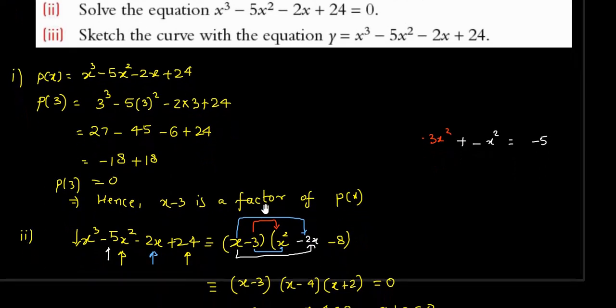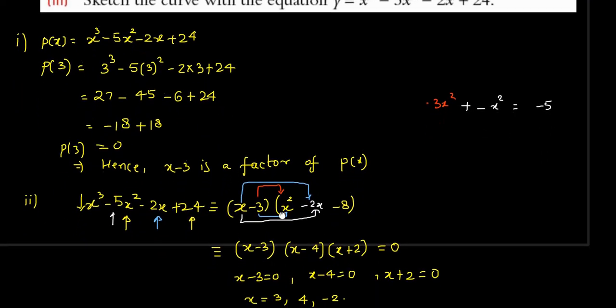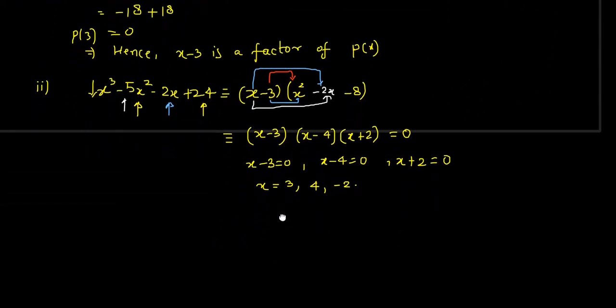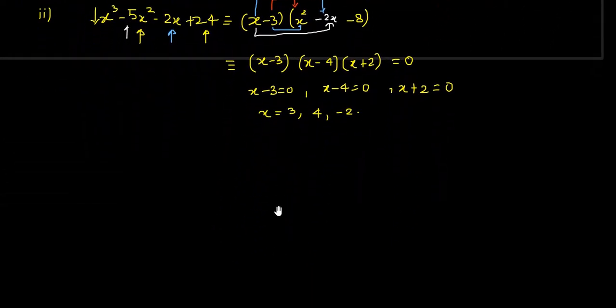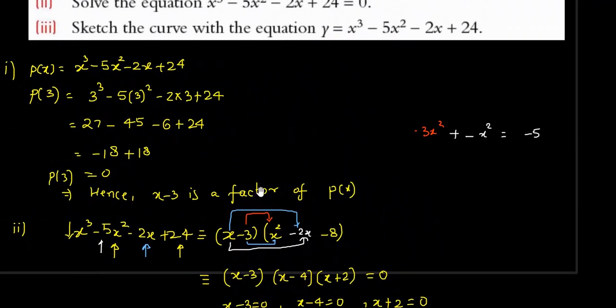Okay, now the third part says that hence we have to sketch the curve x cubed minus 5x squared minus 2x plus 24. Once you are able to find the points of intersection of a curve with the x-axis, you can roughly sketch the shape of the curve. It is not asking that we have to draw the graph of this. It just says that we have to sketch the curve.